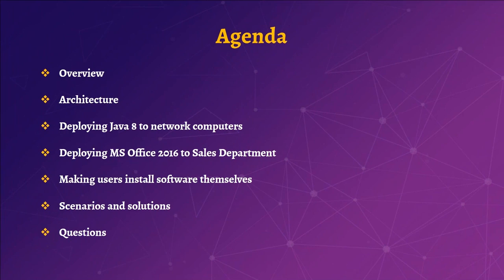Let's look at the agenda that we have for today. We will be looking at the overview of Desktop Central, and the architecture of Desktop Central. We will be deploying a freeware application called Java version 8 to the network computers. We'll also look at how I can deploy Microsoft Office 2016 to a specific department, and how we can make the users install the software by themselves. We'll look at some scenarios and solutions that we came across in support, and we'll also look at some frequently asked questions.